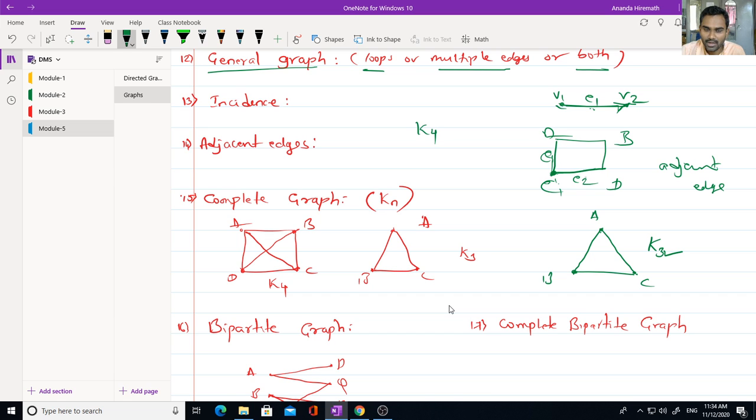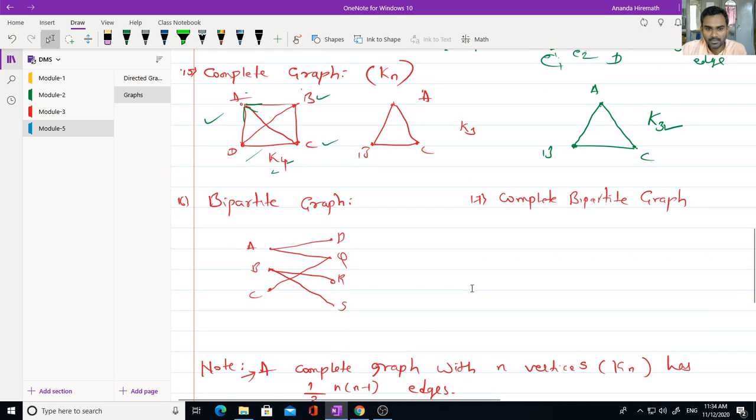You may be asked to draw K4. If they ask you to draw K4, it means you should draw a complete graph which has four vertices. Already I have drawn A, B, C, D. From A, there are three different edges to three different vertices. Every vertex is connected to every other vertex in the graph, so such a graph is called a complete graph, and it is denoted by K4 because there are four vertices in this complete graph.